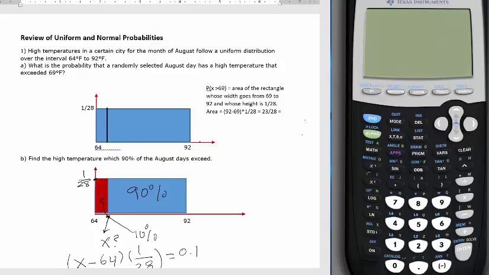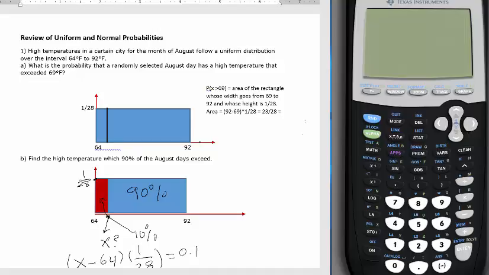In this video, I'm going to go over uniform and normal distributions. The focus mainly is going to be on normal probability distributions, but for uniform, we're just going to do one short question. Uniform probability means when all the probabilities are the same.